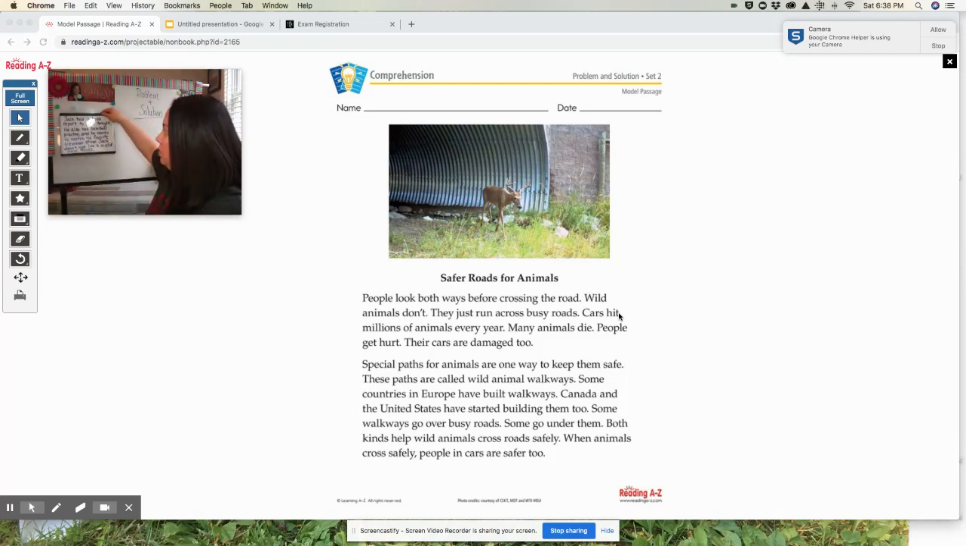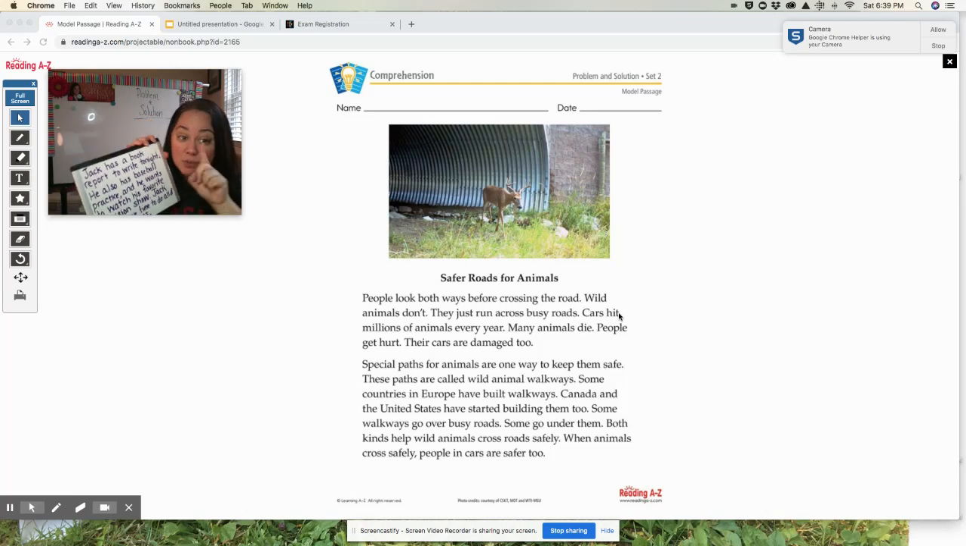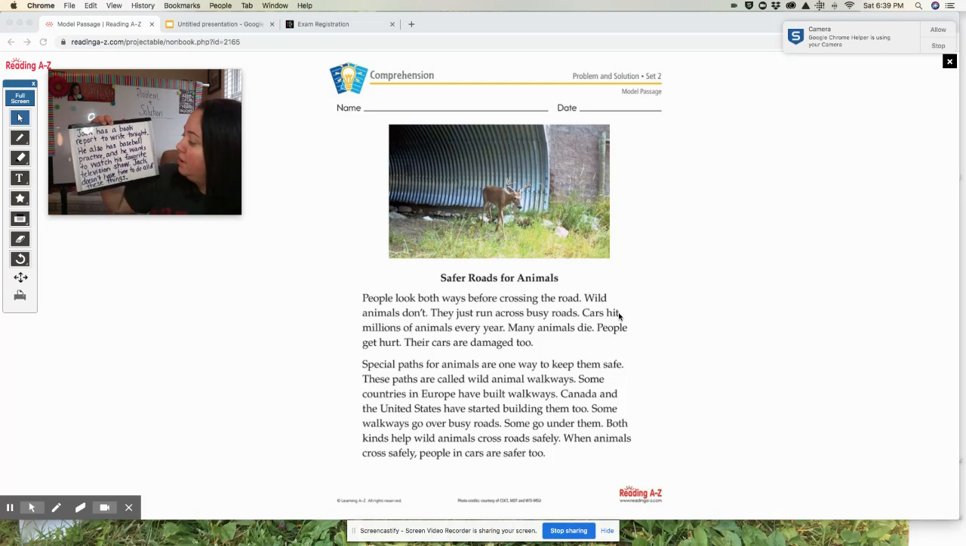So I want you to think about it. What are some of Jack's problems? He has more than one problem. So as I reread this in my head, I know that one of Jack's problems is he has a book report to write tonight. Another problem is he has baseball practice. And the third problem is he wants to watch his favorite TV show. In this little paragraph here, there is not an obvious solution.